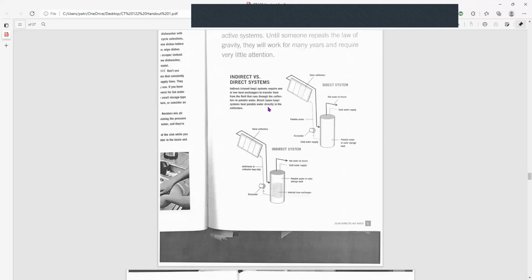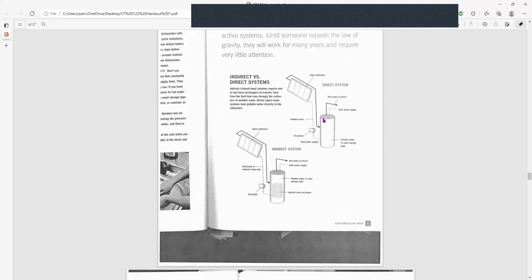So there's two types of systems here. A direct system means the water that comes off the collector is used directly for heating, and it goes to a hot water tank. Most of the time, these go to a hot water tank because if it's cloudy or for some reason this can't heat it up, you can top it off with a regular heater. So that's kind of been the way we've done it.